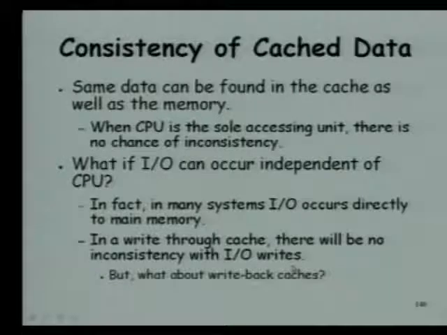There will be no inconsistency if we use an L2 write through cache, because the cache and the memory are always up to date. Whereas, if it was a write back, the latest information may be there in the cache and not in the memory, and if the I/O occurs with the memory, then the output would be improper, is it not?